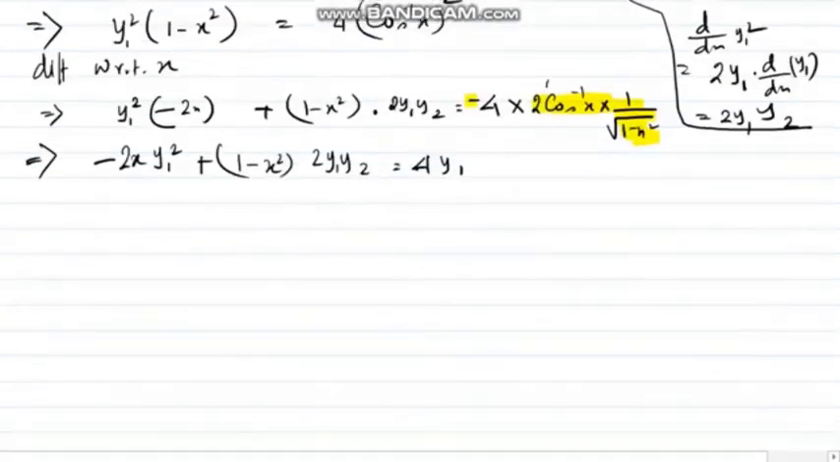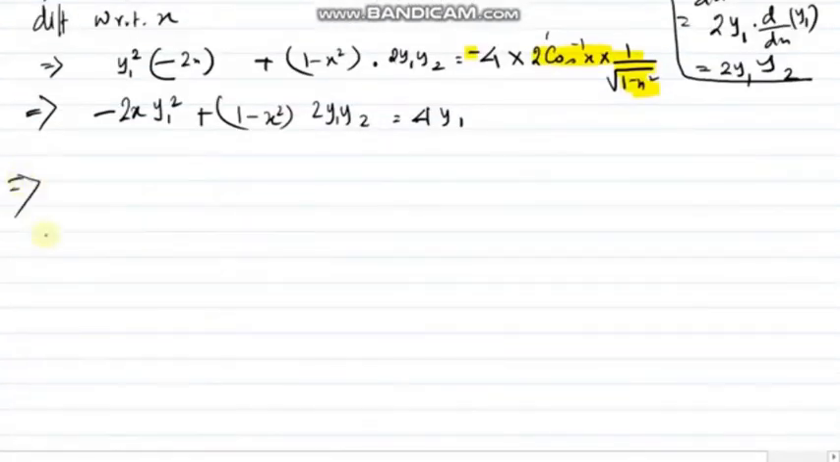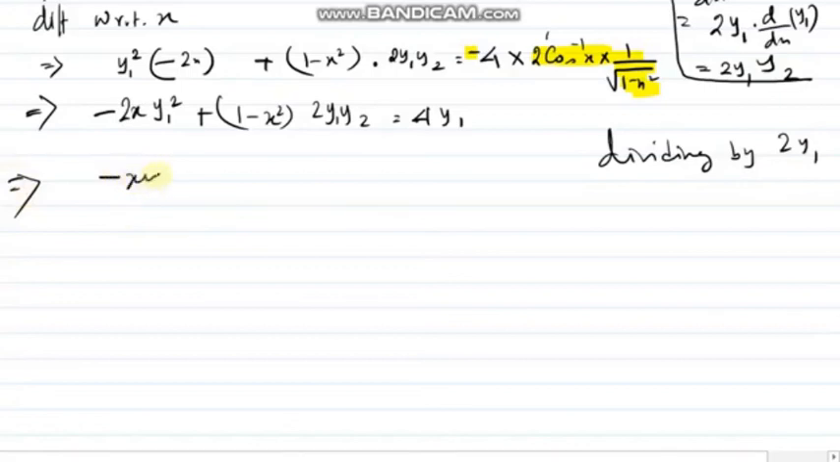So if I divide this line by 2y1, then this will be minus x y1 plus 1 minus x square, I am dividing by 2y1, so into y2 only. So this side it will be 2 only.